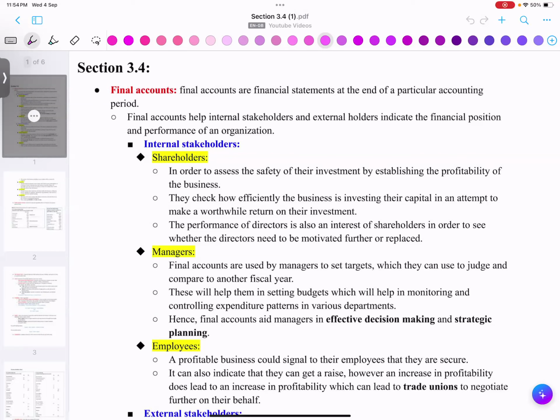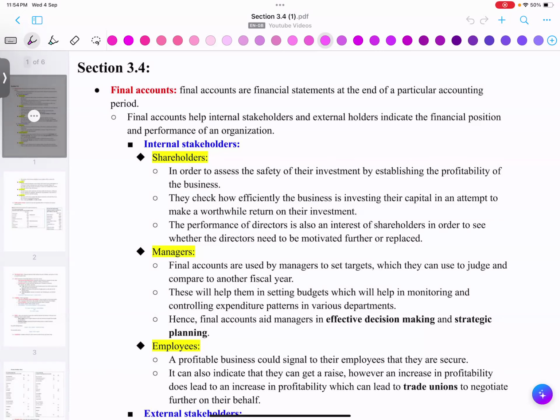So let's begin. Firstly, we have final accounts. What is a final account? A final account is the financial statements at the end of a particular accounting period. Final accounts help internal stakeholders and external stakeholders indicate the financial position and performance of an organization. How does it do that?